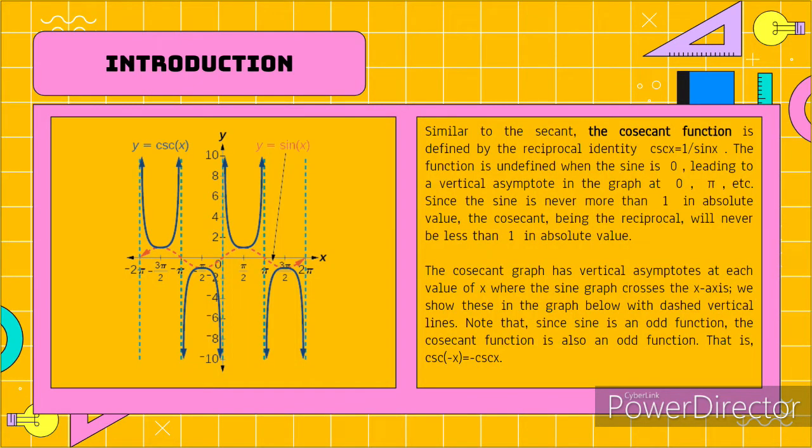Similar to the secant, the cosecant function is defined by the reciprocal identity of sine. The function is undefined when the sine is 0, leading to a vertical asymptote in the graph at 0, pi, and so on. Since the sine is never more than 1 in absolute value, the cosecant, being the reciprocal, will never be less than 1 in absolute value. The cosecant graph has vertical asymptotes at each value of x where the sine graph crosses the x-axis. We show this in the graph below with dashed vertical lines. Note that since sine is an odd function, the cosecant function is also an odd function.